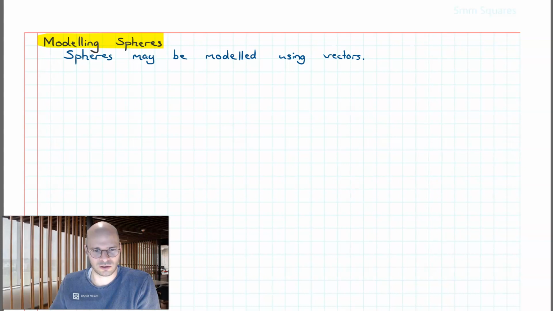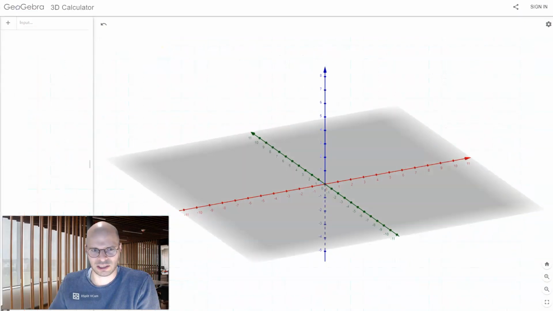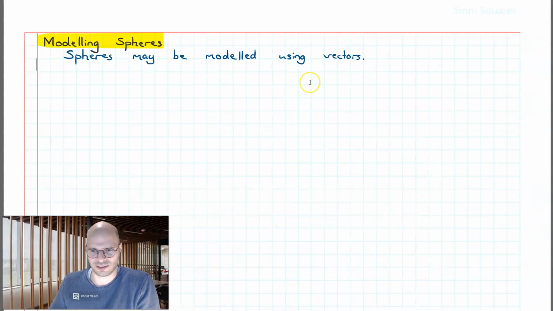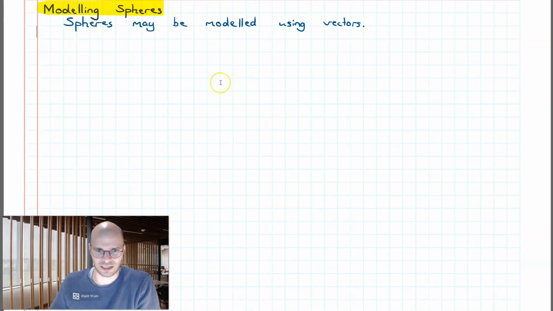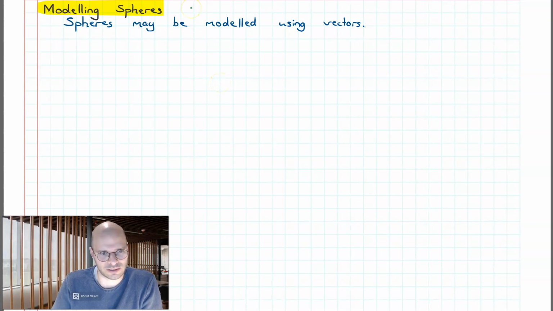After which we're going to look at three examples of how we can model spheres given different situations. During these examples, we'll employ our technology such as our calculators and the website GeoGebra 3D to assist us in the modeling process. Now starting off, spheres may be modeled using vectors. The first way in which we're going to look at how we can model a sphere is using something called the vector equation or vector form.